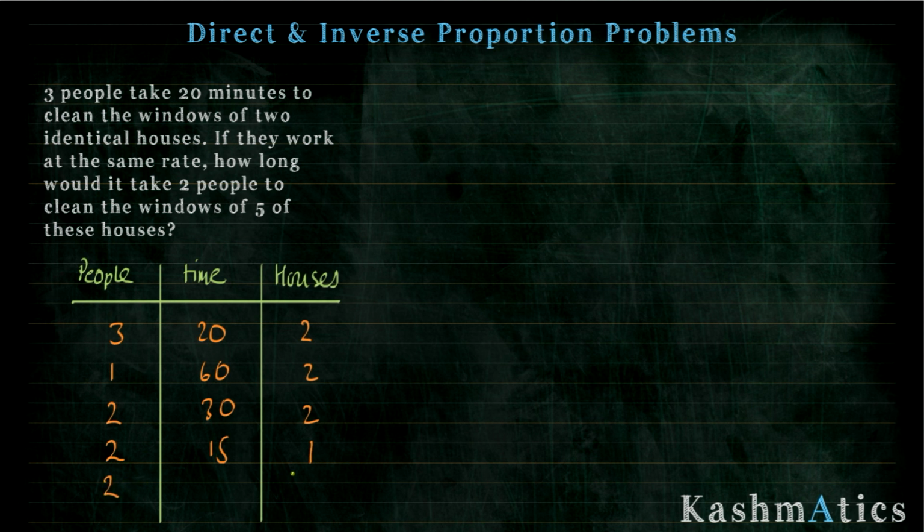I've got 2 people. I've got 5 houses instead of 1. Okay, so it would take 5 times longer to clean. So that'll take 75 minutes to clean. So the answer is 75 minutes, which you can write as 1 hour and 15 minutes. Okay, so either of those is fine.